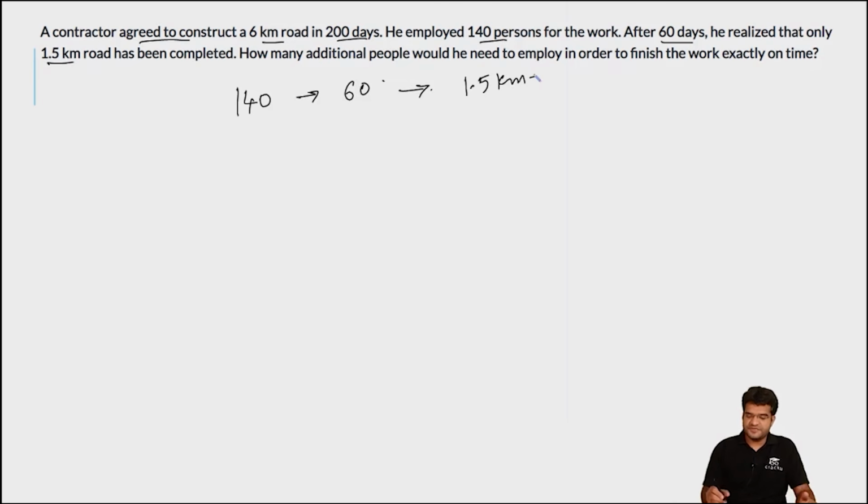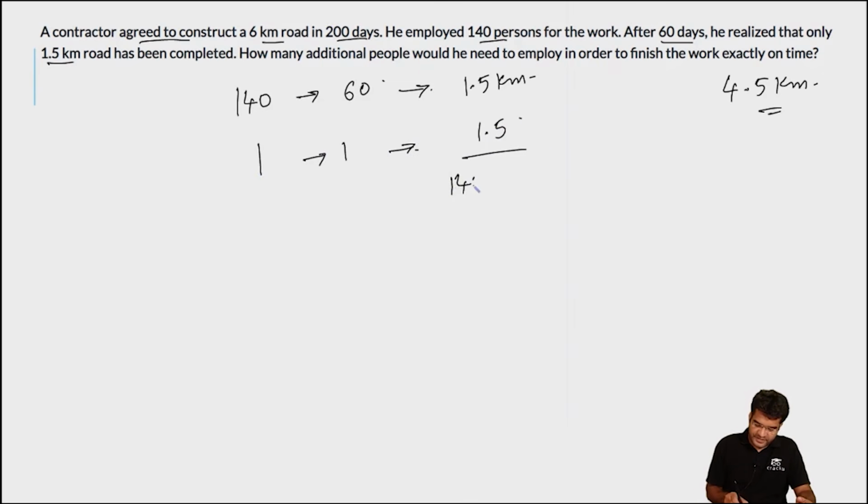So how much of the road is remaining? You have 4.5 kilometers of the road which is remaining. This would also tell us that if one man was working for 1 day, how much road would he build on his own? He would have built 1.5 kilometers divided by 140 into 60.